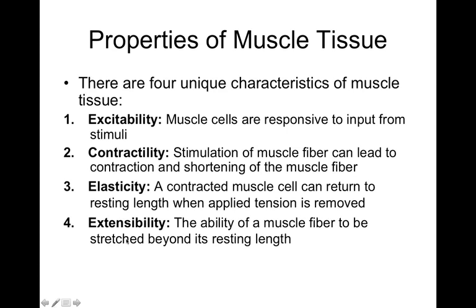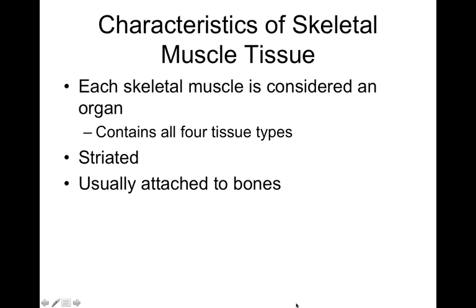Now we know that muscles need to be elastic in the sense that they can recoil back to a resting shape. If you flex your arm, you don't have to physically pull your arm back into a resting position, right? It can just relax back into rest. Part of that is due to the fact that muscles are elastic, and extensible just means stretchability.